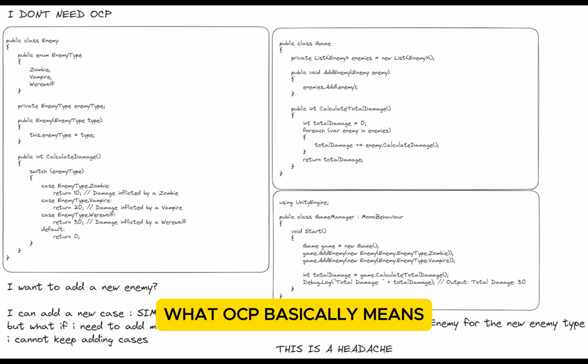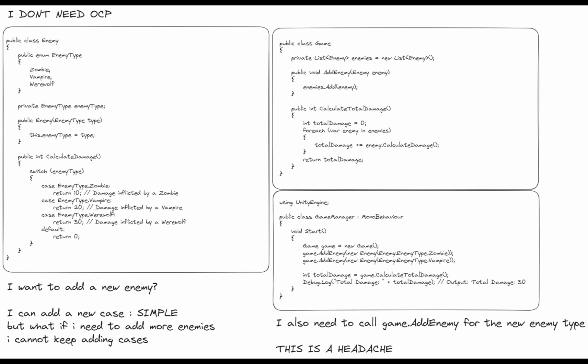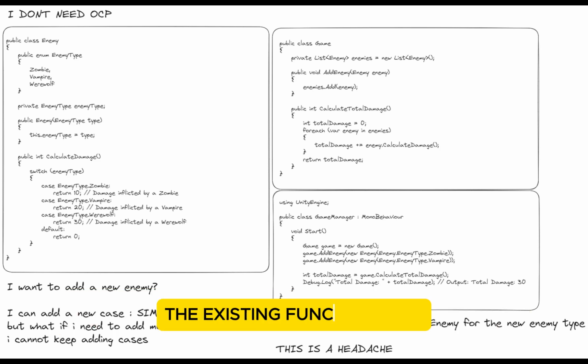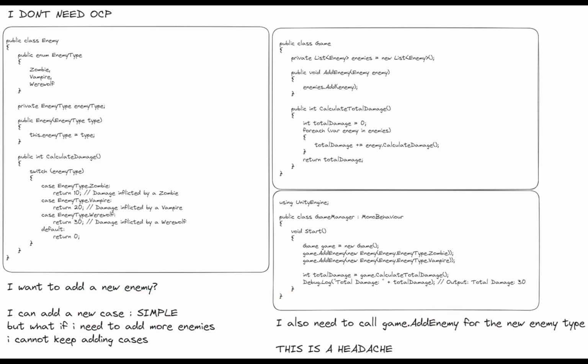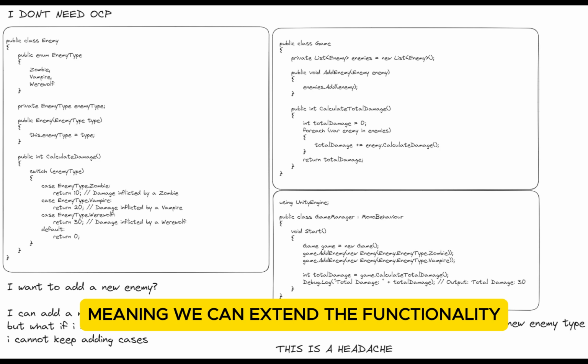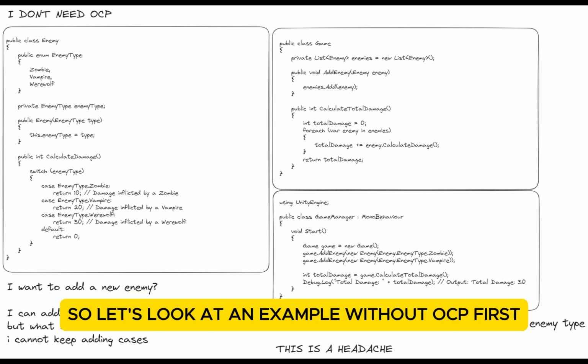What OCP basically means is that if we want to add new features to our project or our game, then there should be a minimum risk of introducing bugs to the existing functionality. And this is the whole idea behind OCP. Classes should be open for extension, meaning we can extend the functionality, but they should be closed for modifying the existing code. So let's look at an example without OCP first.